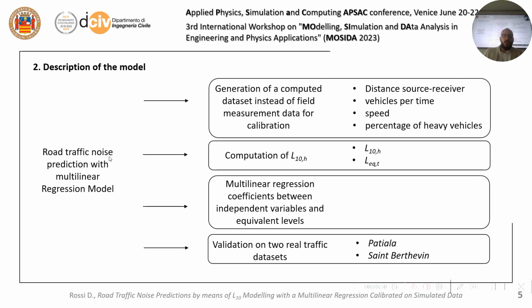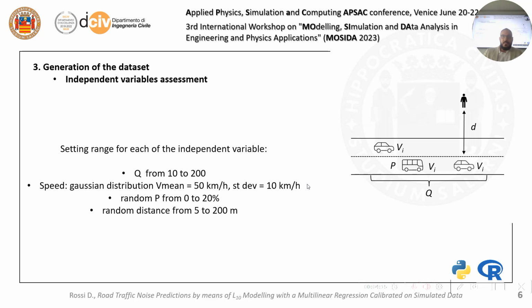And we made the new traffic noise model. Basically with these steps, we generated a computed data set, and this bullet point gives you the independent variables that we used. These stand for the source and the receiver, how many vehicles are passing per unit of time, the velocity of each vehicle, and how many heavy vehicles are passing. Then we computed this L10, which is an indicator for noise. We chose this L10, but actually we could have chosen other ones. Then we applied the multilinear regression coefficients, and then we validated on 2 real traffic data sets.